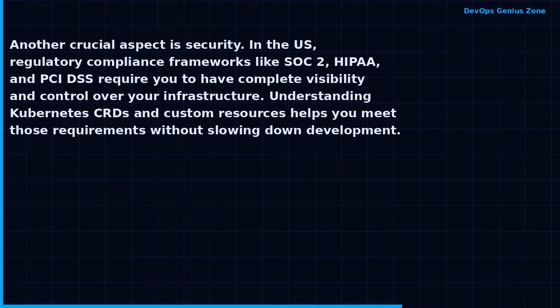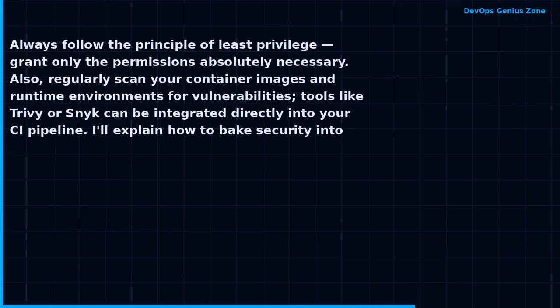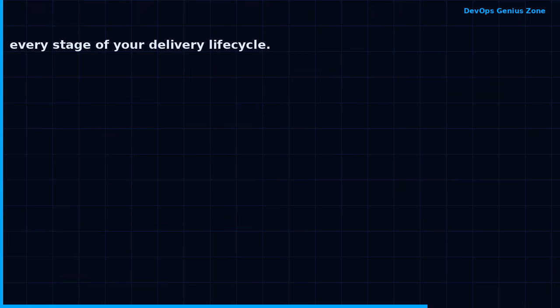Another crucial aspect is security. In the US, regulatory compliance frameworks like SOC 2, HIPAA, and PCI DSS require you to have complete visibility and control over your infrastructure. Understanding Kubernetes CRDs and custom resources helps you meet those requirements without slowing down development. Always follow the principle of least privilege, grant only the permissions absolutely necessary. Also, regularly scan your container images and runtime environments for vulnerabilities. Tools like Trivy or Snyk can be integrated directly into your CI pipeline. I'll explain how to bake security into every stage of your delivery lifecycle.